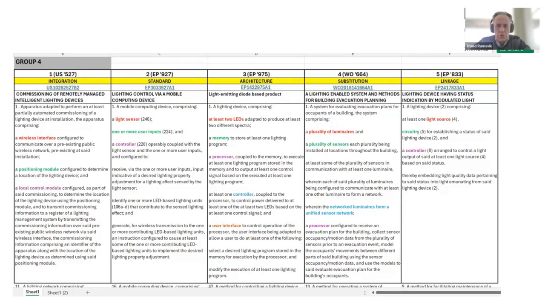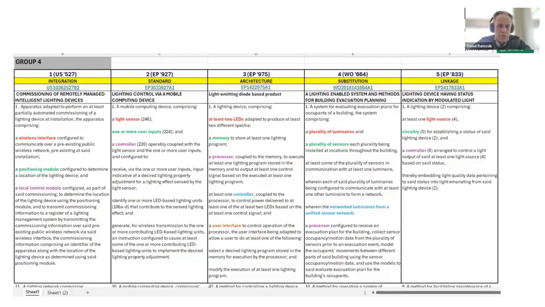When it comes to number five, you have a linkage between two different products that is creating a status that the operator may use. So the status is the purpose of this linkage between two products. That's why we ended up on linkage there.